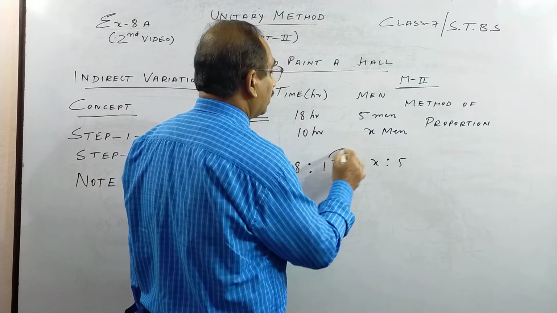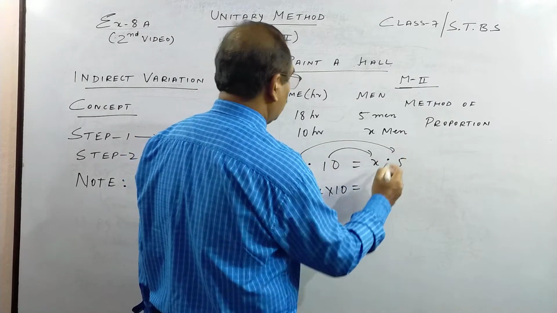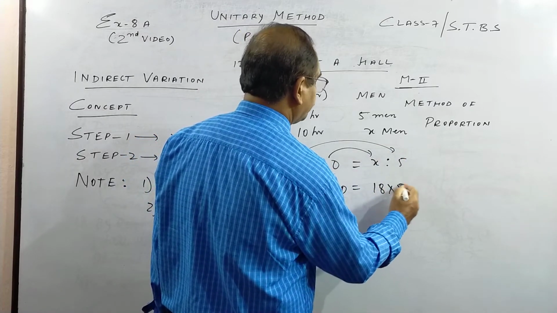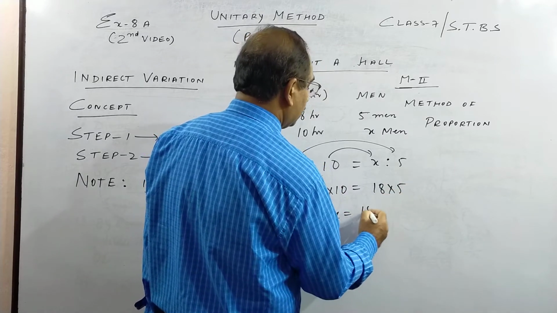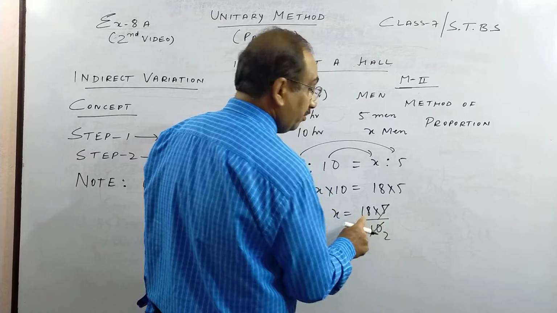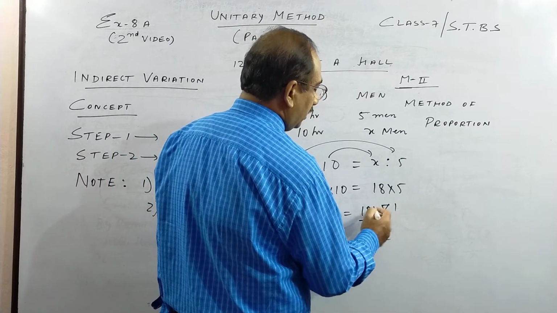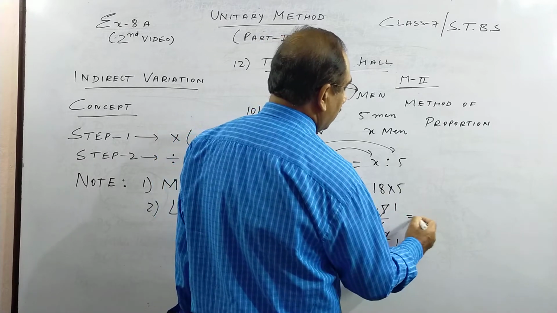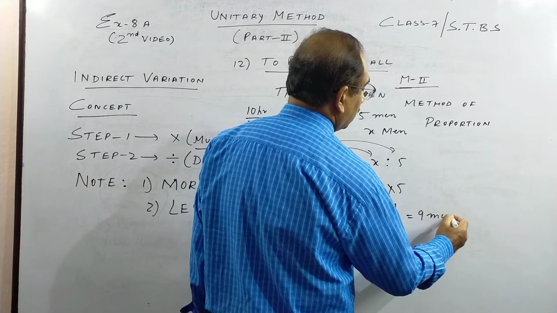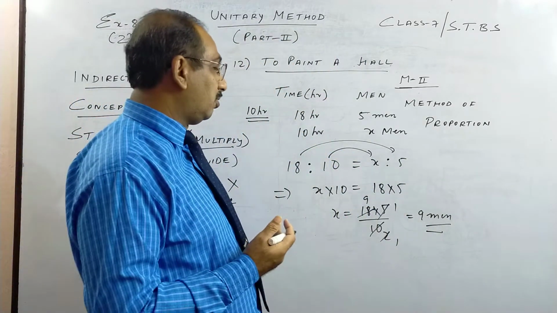So product of means, X is in the means, product of means is equal to product of extremes. So my X is 18 into 5. See children, the last step will come the same, 18 into 5 by 10. So 5 1s are 5, 5 2s are 10, 2 9s are 18. So the same answer you will get, children. And this is a shortcut method, especially when you do it later on in your life.